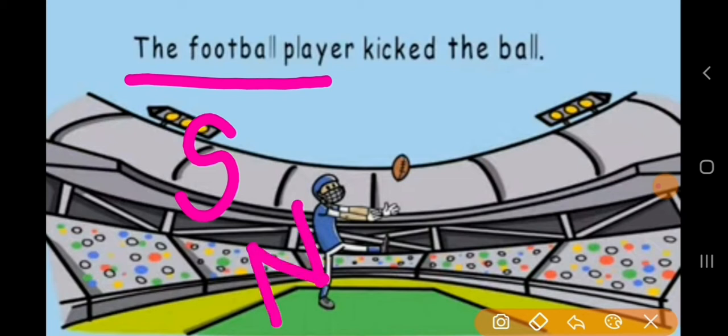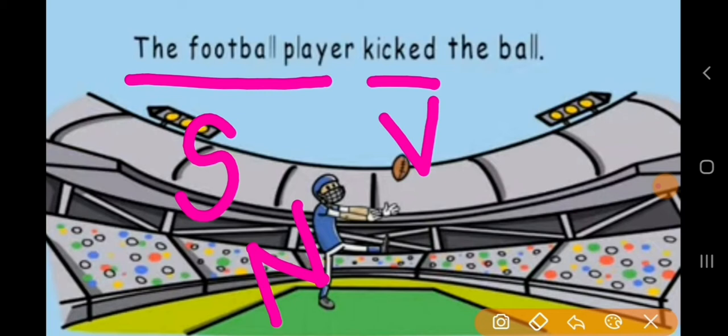Next, we need to find the verb. Do you see a word that shows action? What did the football player do? Kicked. So, the football player kicked. So, kicked is the verb, or you can say the action verb. Next, we need to find the direct object. We need to find the noun, pronoun, or proper noun that receives the action.